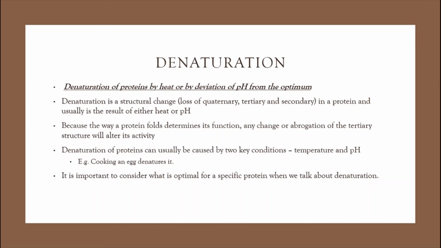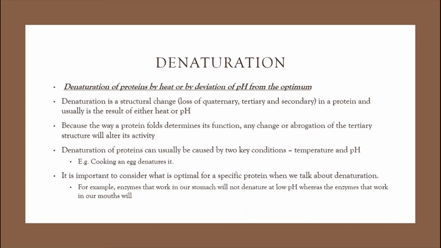Now, it's also important to consider what is optimal for a specific protein when we talk about denaturation, because different proteins will have different optimal temperatures and different optimal pHs, and so what would denature one protein might not denature another. So for example, we know in our stomach we've got hydrochloric acid, and it gives our stomach a very acidic, very low pH of around 2 or 3. And so therefore, the enzymes that work in our stomach, such as pepsin and trypsin, they will not denature at a pH of 2 or a pH of 3.